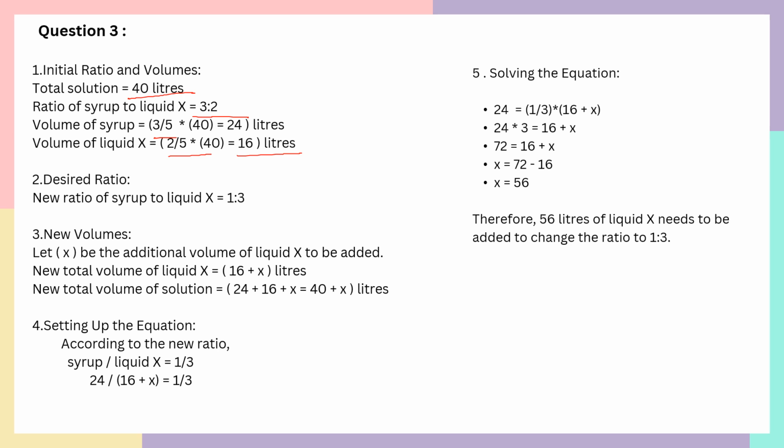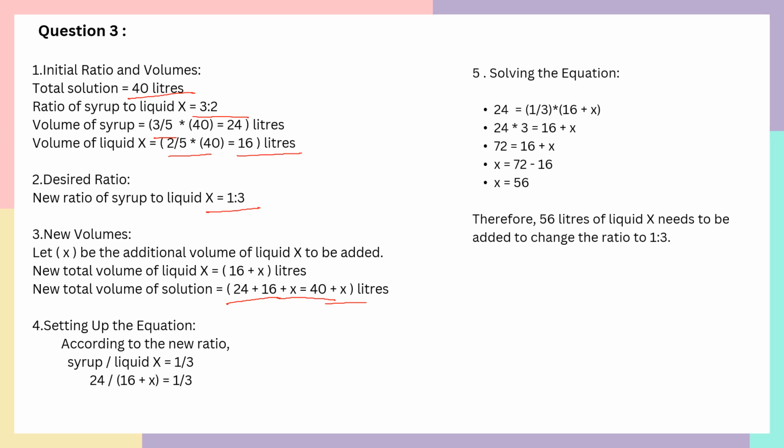Now let's consider the new ratio of syrup to liquid X, which is 1:3, and now find the new volumes. Let x be the additional volume of liquid X to be added. The new total volume of liquid X is 16 plus x liters, and the new total volume of the solution is 24 plus 16 plus x, which is 40 plus x liters.